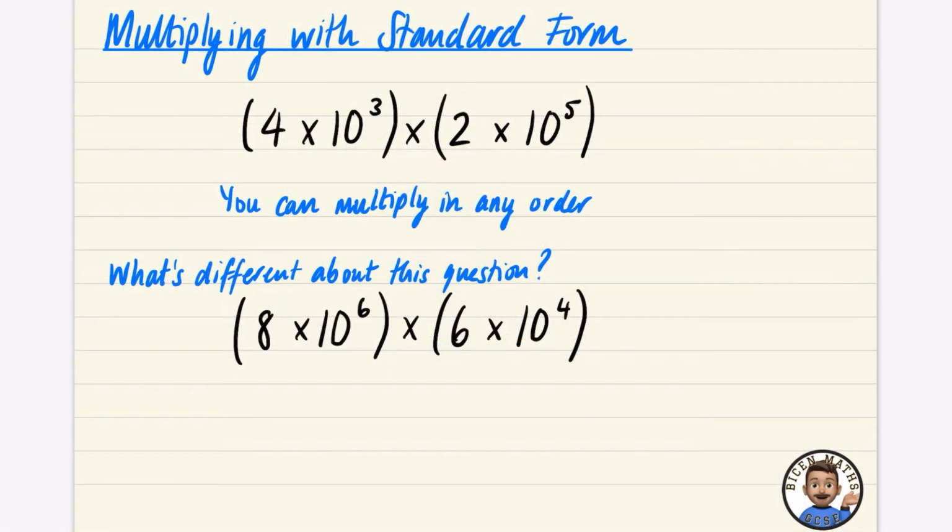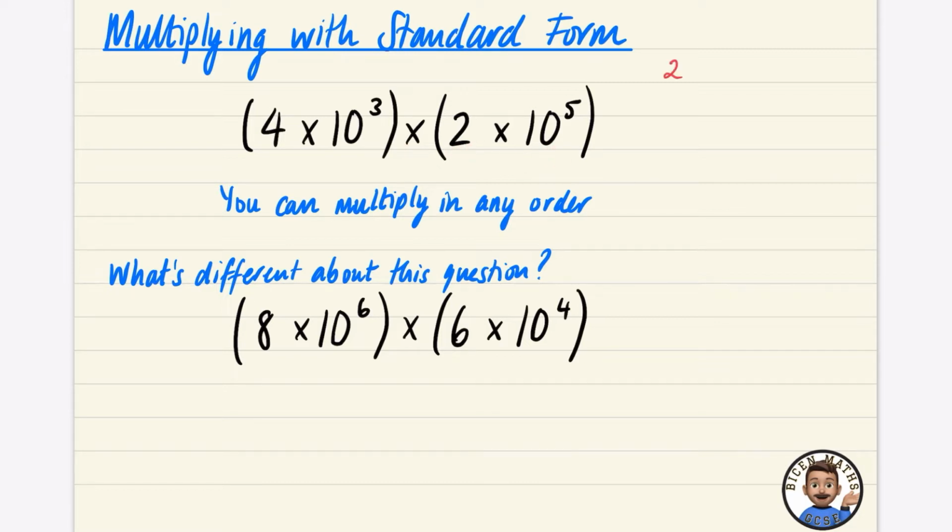Okay, so in this second half of this playlist, we're going to be looking at calculations with standard form. To begin with, we're going to be doing some multiplying with standard form. Let's say we wanted to multiply 4 times 10 to the 3 times 2 times 10 to the 5. Actually, we can multiply this in any order at all. These brackets don't really mean anything, because it can be done in any order.